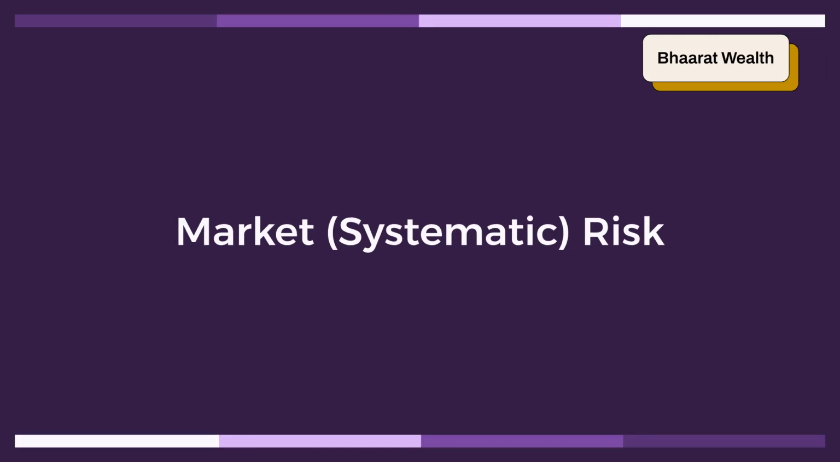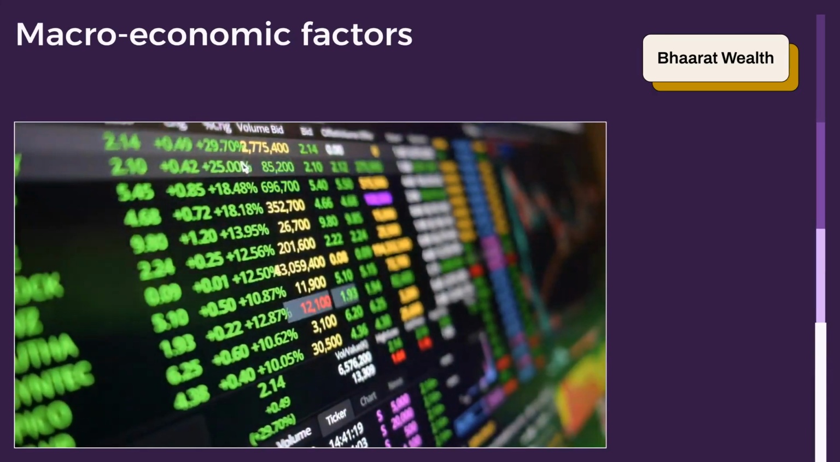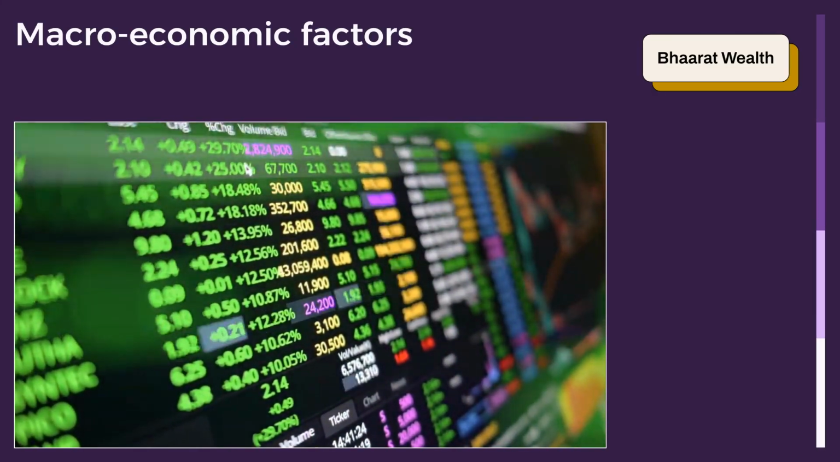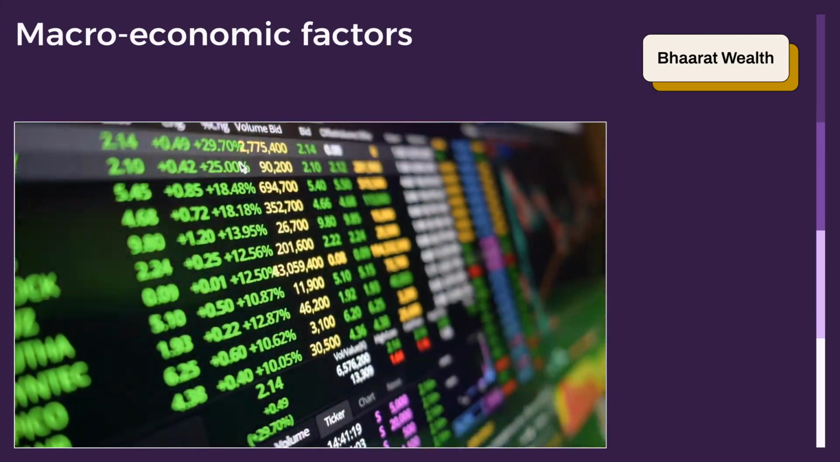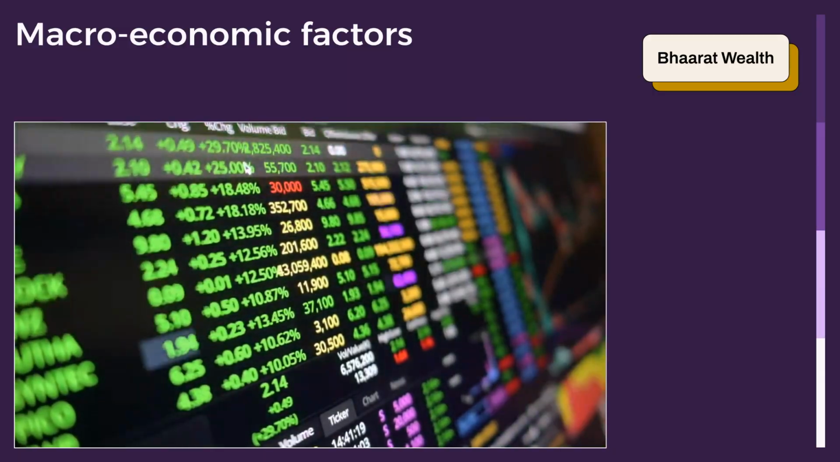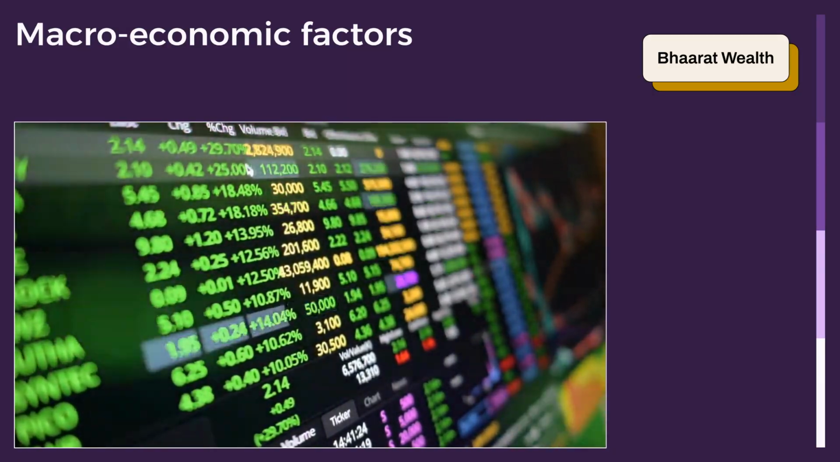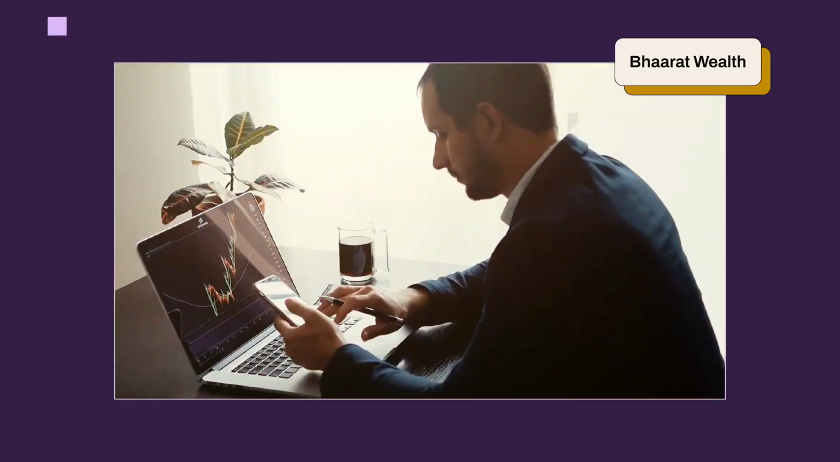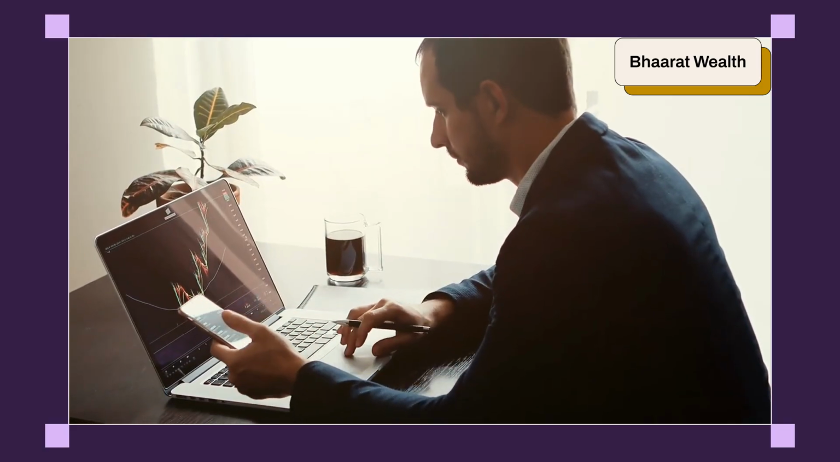Next, let's look at the other major type of risk: market or systematic risk. Systematic risk originates from macroeconomic factors that impact the entire market. These include inflation, interest rate changes, economic cycles, and geopolitical events. Unlike unsystematic risk, systematic risk cannot be eliminated through diversification because it affects all investments in the market.